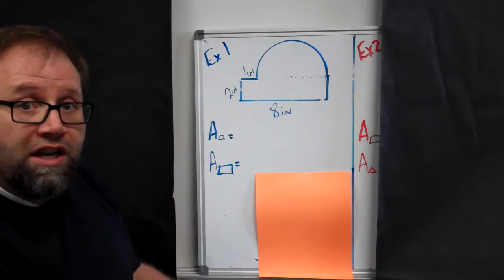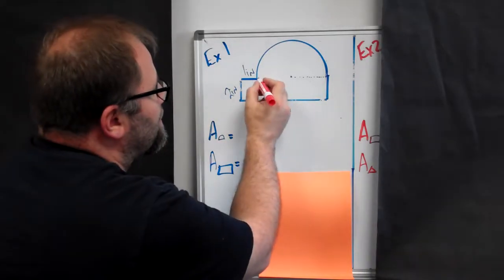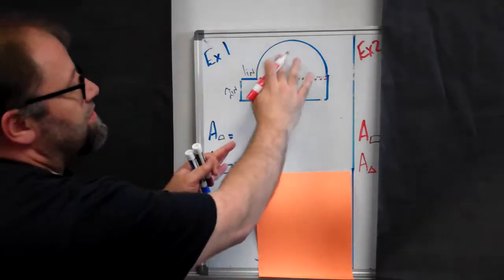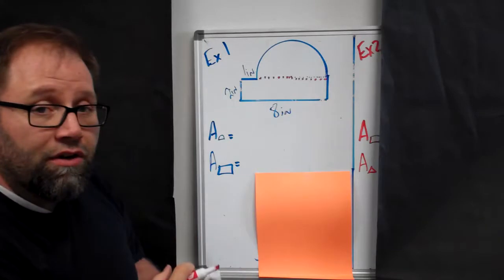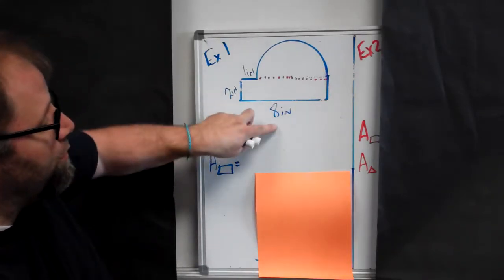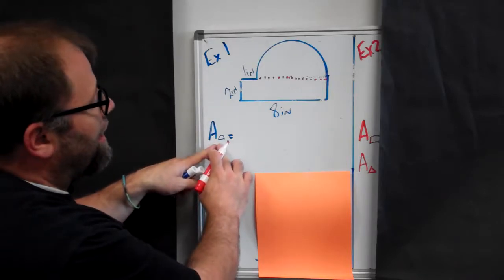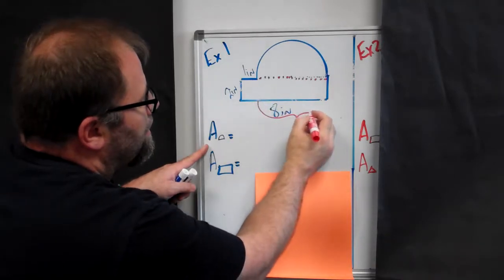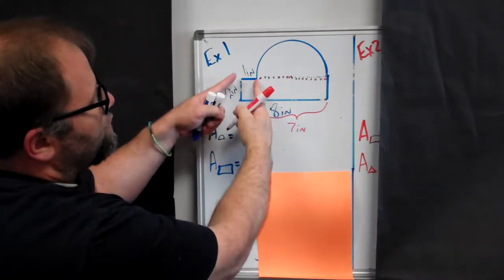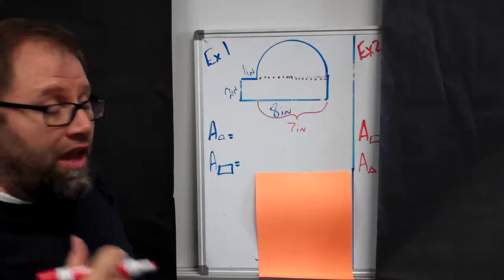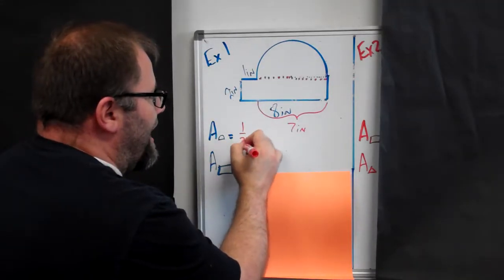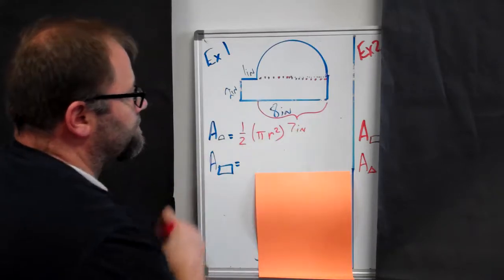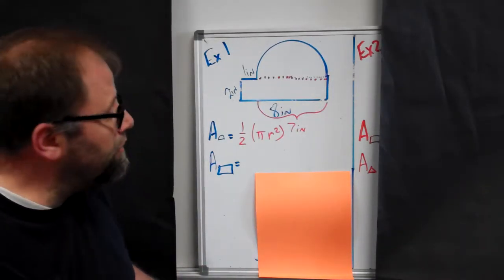So the first thing we need to do is divide it into two shapes. I'm just going to put a dotted line across here. That creates this semicircle and this rectangle. Then we know the formulas for each, and we apply the formulas with the dimensions that we have. So here I have the area of the semicircle. The distance from here to here is 7 inches. What I need for the area of a semicircle is 1/2 pi r squared, right? Because it's half of a circle.